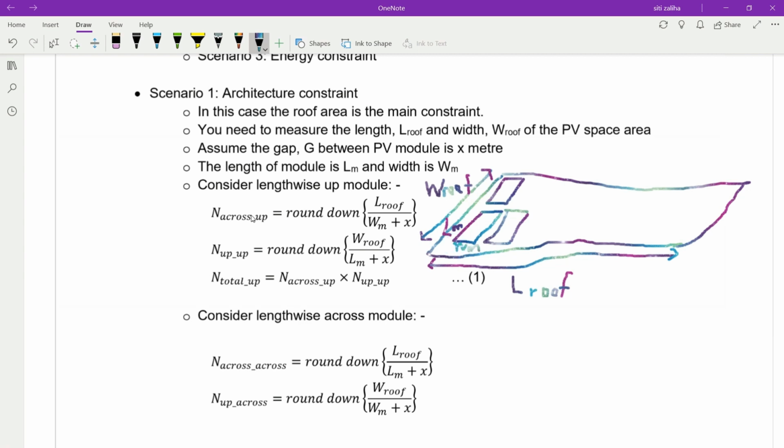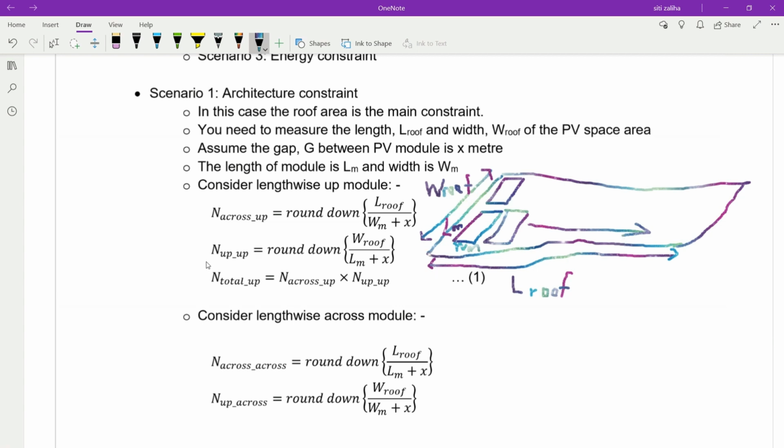To calculate the number of modules suitable for this area, we start with n across up. Across up means across the length of the rooftop, and the orientation is lengthwise up. So you round down the length of the roof divided by the width of the module plus x. X is this area, the gap between these two modules. So this is x. Then you will get the value for this arrangement.